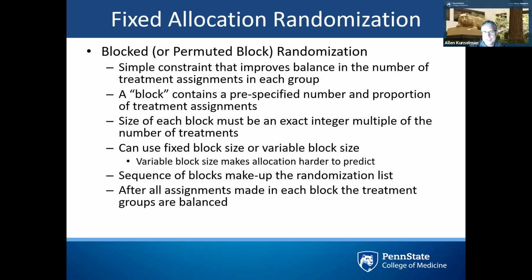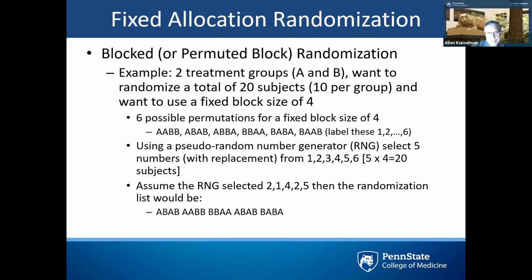I'll give you an example of this in the next slide, but a variable block size means the allocation is even harder to predict than a fixed block design. And these sequences of blocks make up your final randomization list for your subjects. After all assignments have been made in each block, the treatment groups will be balanced. So the easiest way to think about this is an example again.